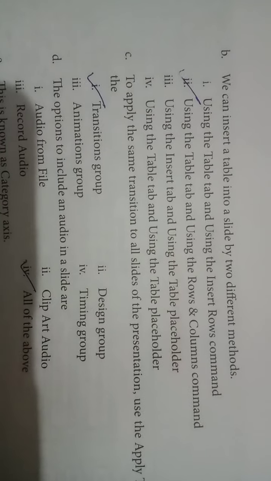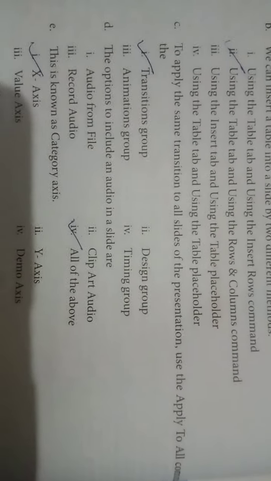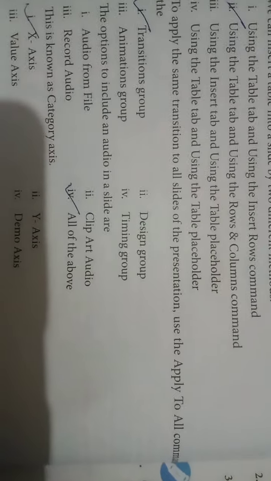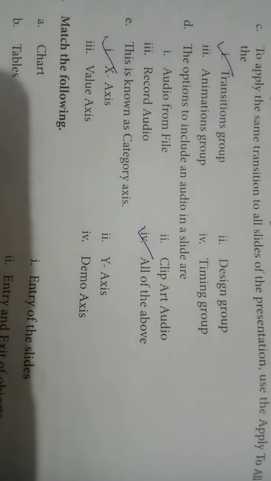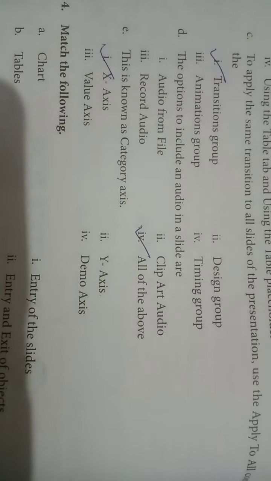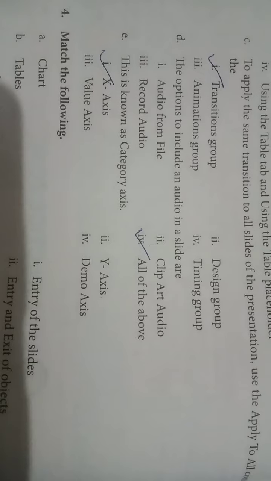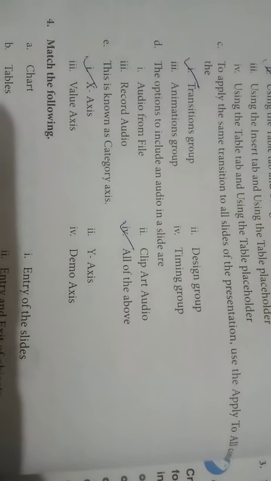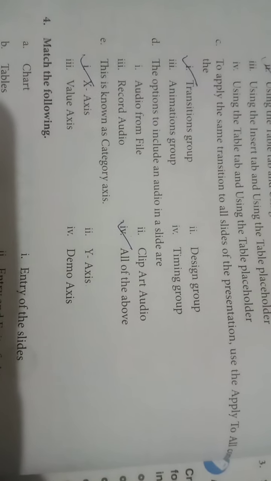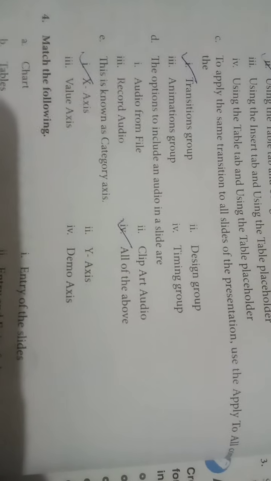To apply the same transition to all slides of the presentation, use the apply to all commands in the transition group. The next option, the options to include the audio in a slide are all of the above. This is known as category axis. Which one is called category axis? X axis. So students, these are the questions and answers. These are the MCQs and true false, and fill in the blanks, and you have to draw the diagram also.